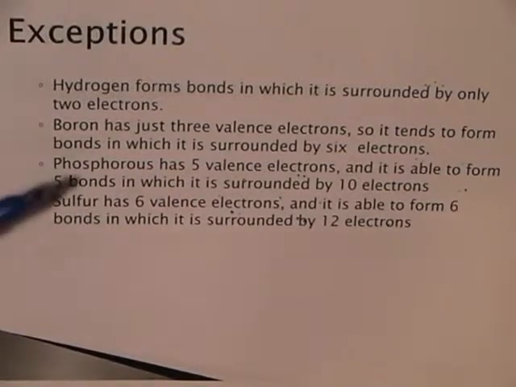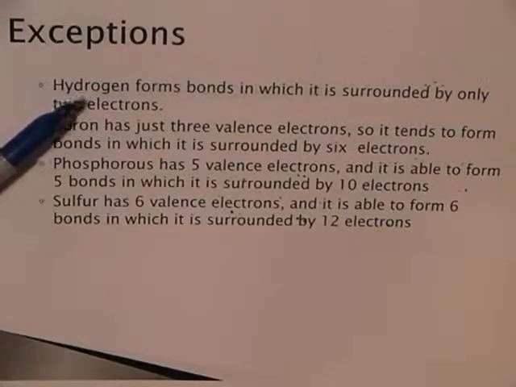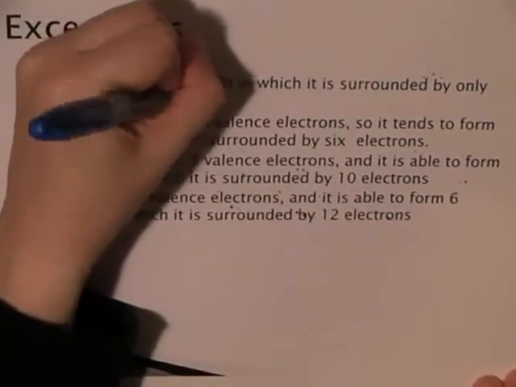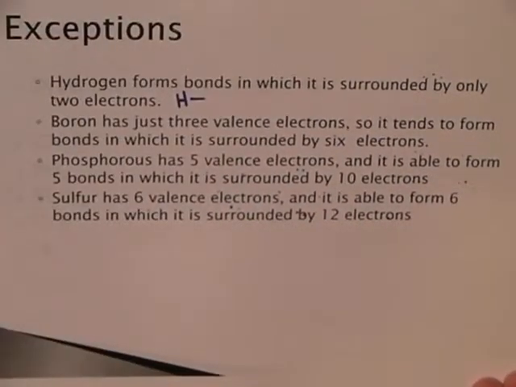Okay. So hydrogen we already know about. It's only surrounded by 2 electrons. 2 makes it happy, right? So that means hydrogen only needs to form 1 bond. Okay, and you can draw that next to it if you want to.